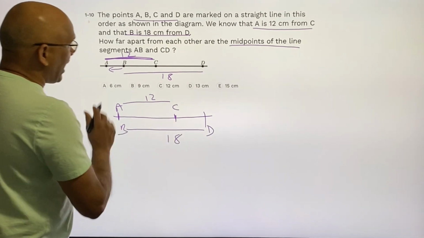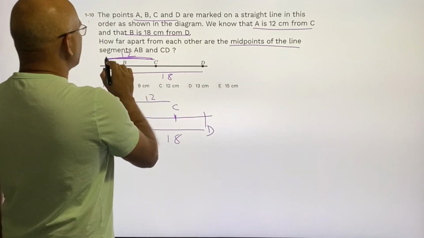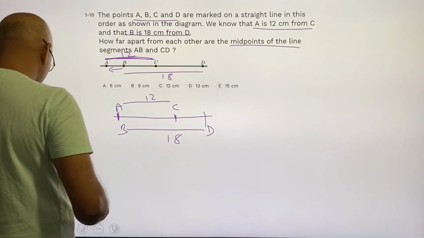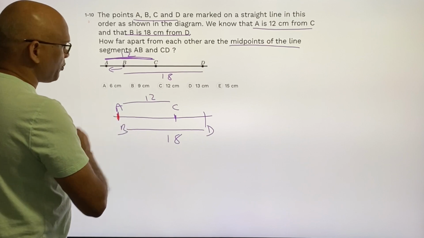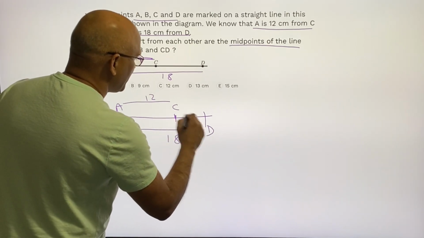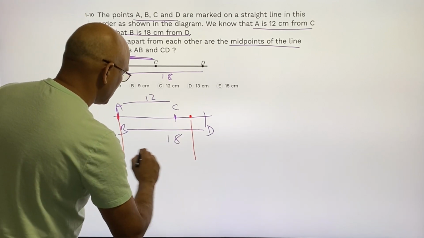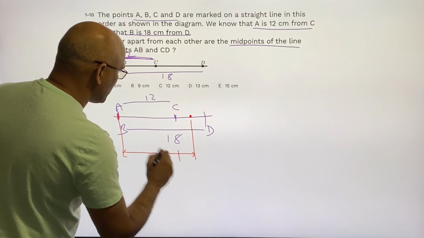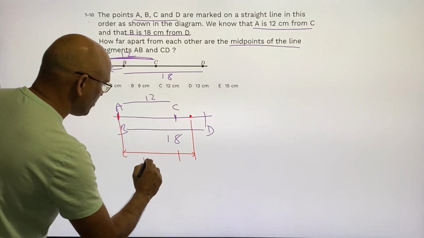Now I want the midpoints of the line segments AB and CD. So A and B are at the same position. Let me change the color. A and B are at the same position, and then the midpoint of CD. So I want this distance. As I can see, A or B to C is 12.